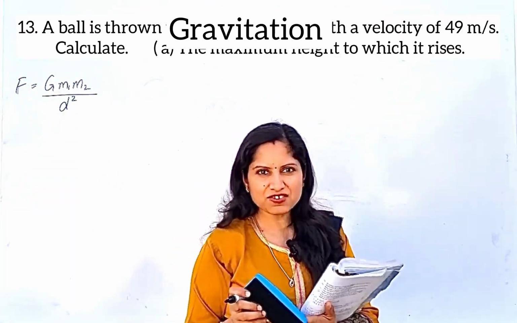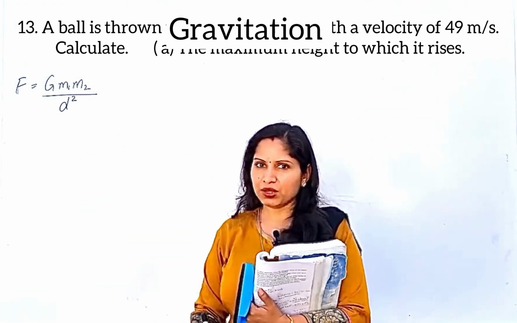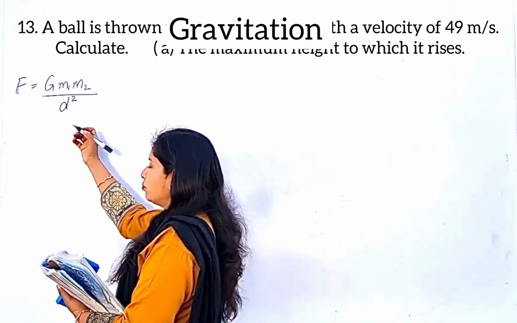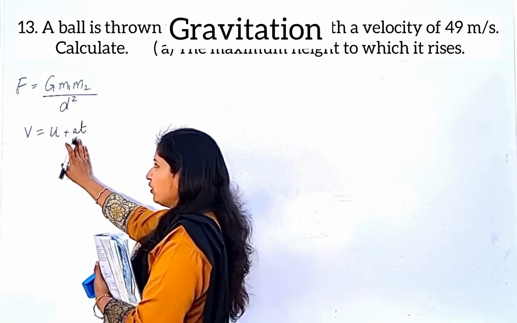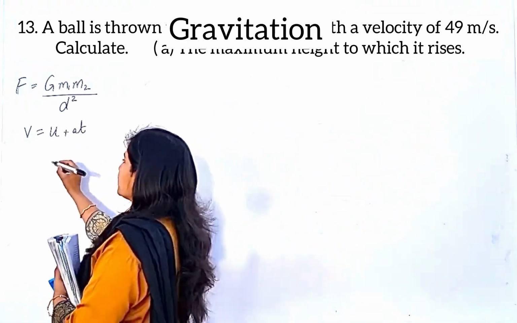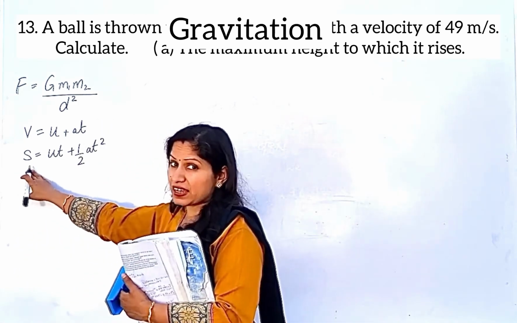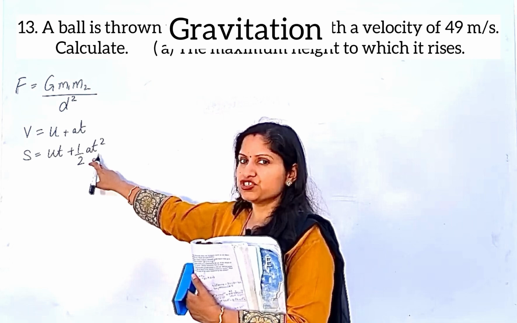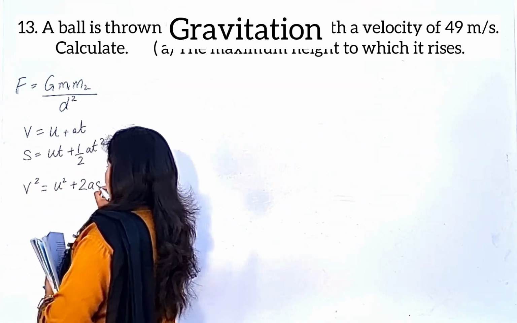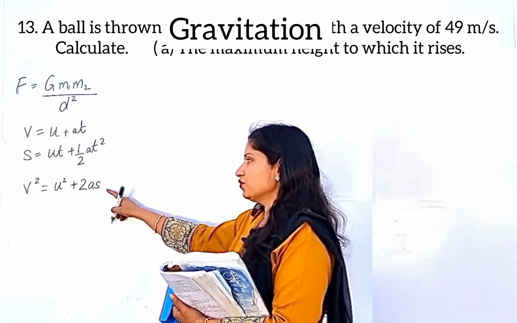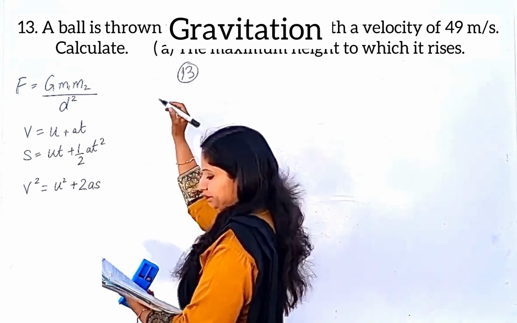Now comes the real numericals from the chapter. For doing the numericals, we will be using the 3 equations of motion, so I'll be writing the equations of motion on one side of the board. First equation of motion is V equals U plus AT. Instead of A, here we'll be using g, the acceleration due to gravity. Second equation of motion is S equals UT plus half AT square. Instead of S, we'll be using height, and instead of A, we'll be using small g, that is acceleration due to gravity. Last one is V square equals U square plus 2AS. Here also, instead of A, we'll be using small g, and instead of S, it will be replaced by H, height.